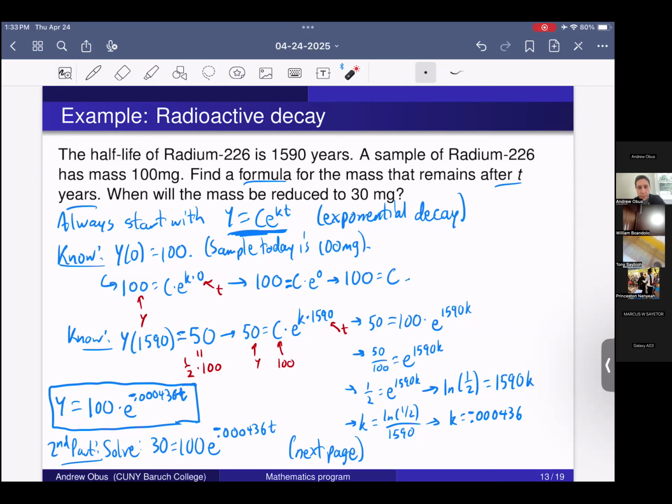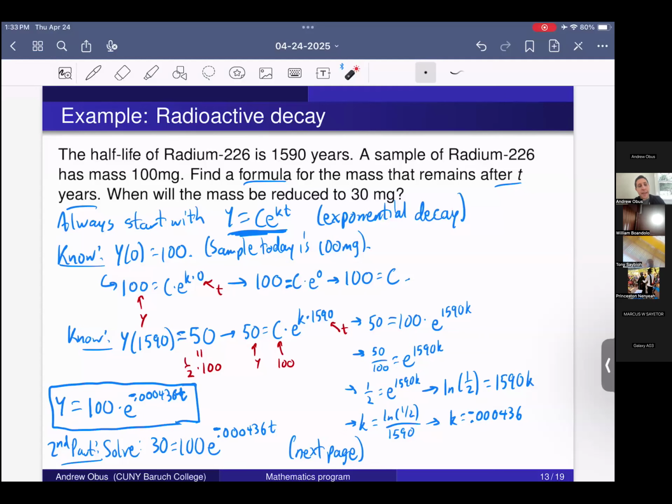Yes, Princeton. Looking at the formula, we are representing 1,590 for T, right? Because 1,590 years is T. Then how can we substitute T with 1,590, and the answer we got is T equals 2,761? Because 1,590 is a special T.